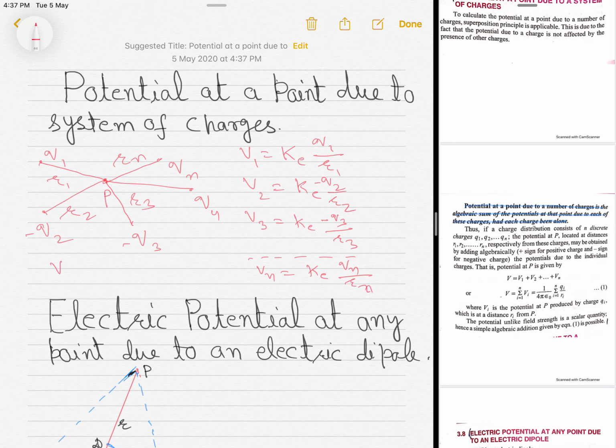So, V is equal to Ke, adding them, q1 by r1 up to Ke qn by rn. Then we can use the summation sign: i equal to 1 to n, qi by ri.